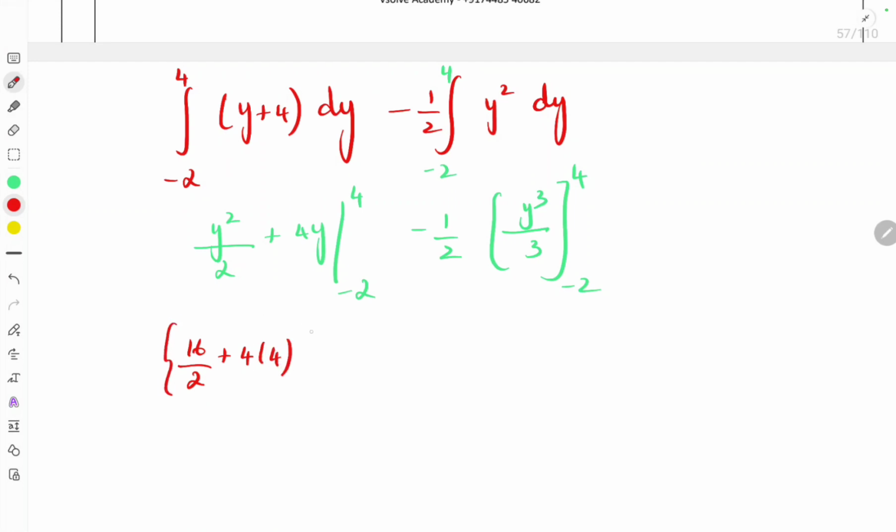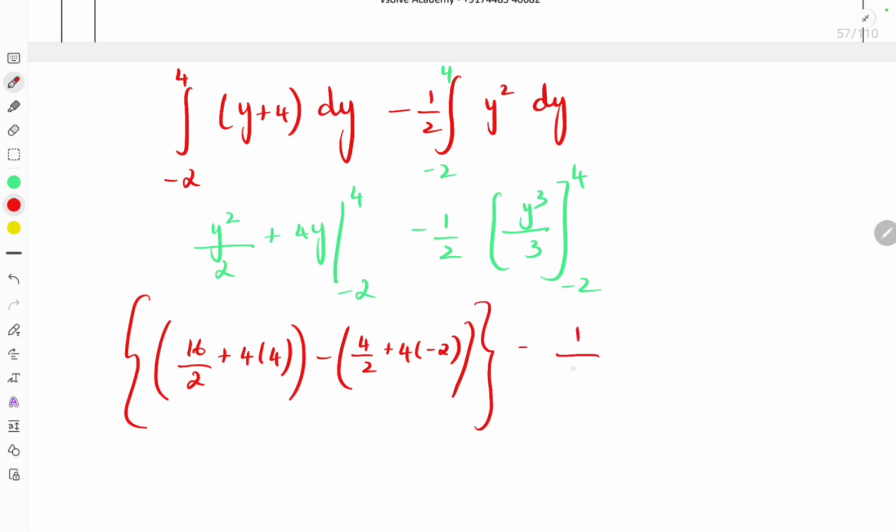This is the upper limit minus lower limit, -2 square, which is 4 by 2. So plus 4 into -2. So this part is over for the first one. So minus 1 by 6 I can take out. So it will be 4 cube, 64, minus of minus plus 2 cube, which is 8.